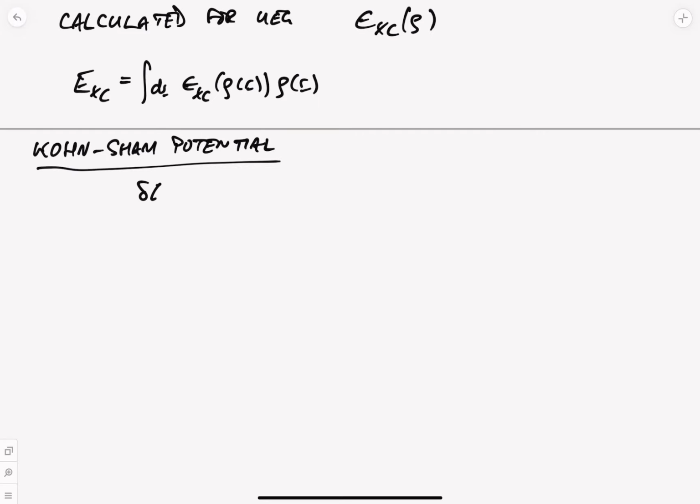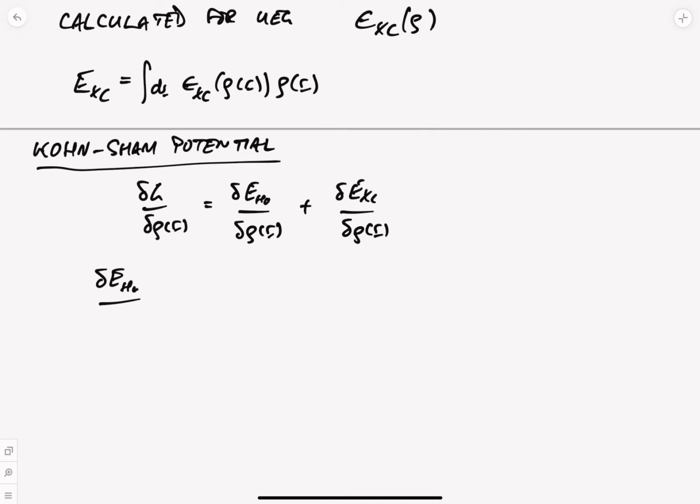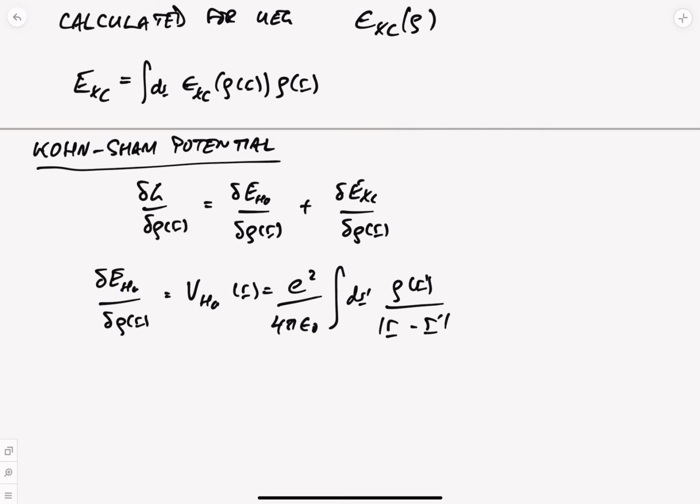We want to know what delta G by delta rho of r is. And of course it's just equal to delta E Hartree by delta rho of r plus delta EXC by delta rho of r. The first term, delta E Hartree, is rather easy. It's just the standard classical electrostatic potential, V Hartree of r, and that's given by e squared over 4 pi epsilon naught integral dr prime rho of r prime over the modulus of r minus r prime.